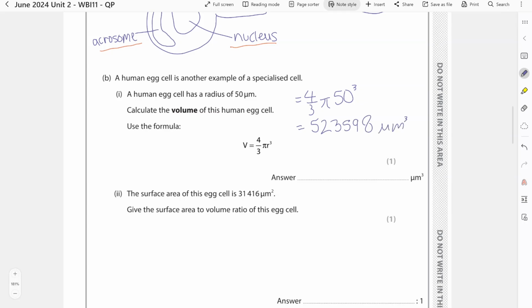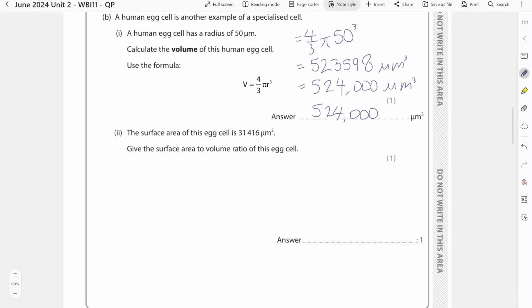But we're just going to use 3 sig figs. So that's 5.24 times 10 to the 5 micrometers cubed. Okay. The surface area of this egg cell is 31,416 micrometers squared. Give the surface area to volume ratio.